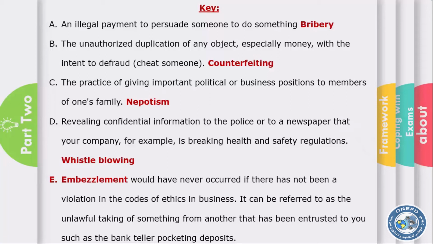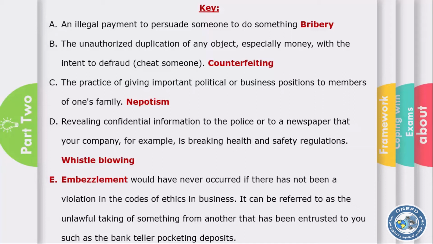At the key, the answer. A, an illegal payment to persuade someone to do something is bribery or a bribe. The payment under the table, a sweetener, a coffee, qahwa, like we say in our culture, to give someone something, whether it be money or a service, in order to get someone to do something for you.